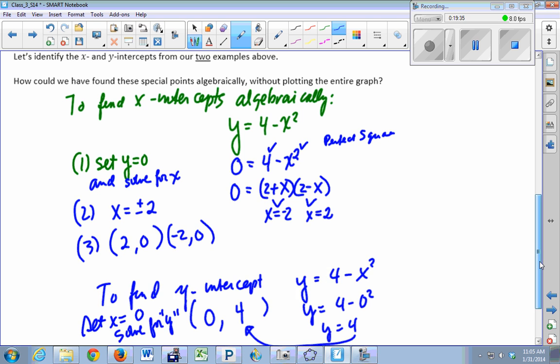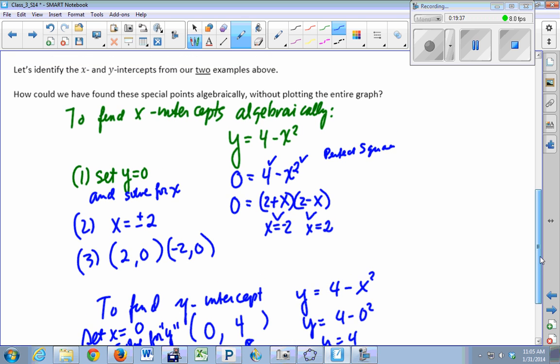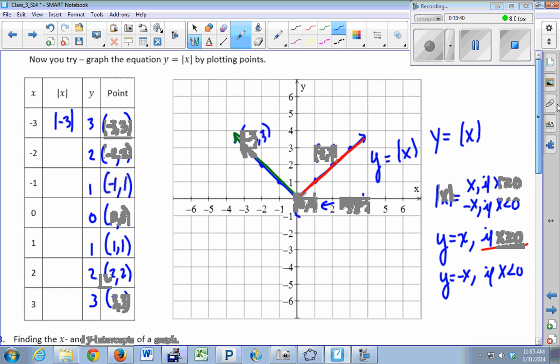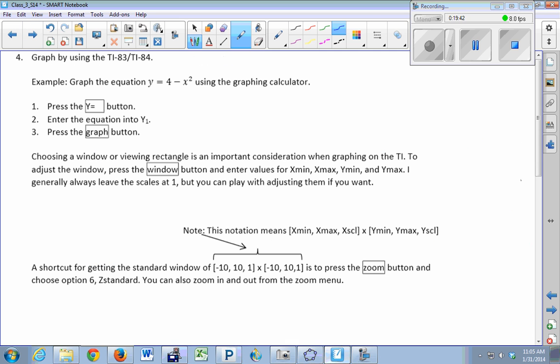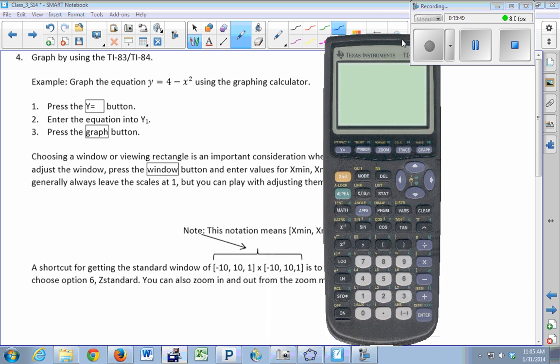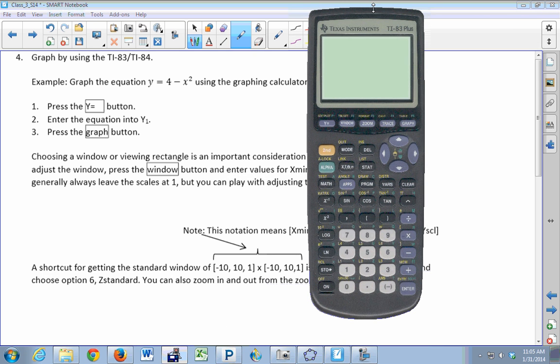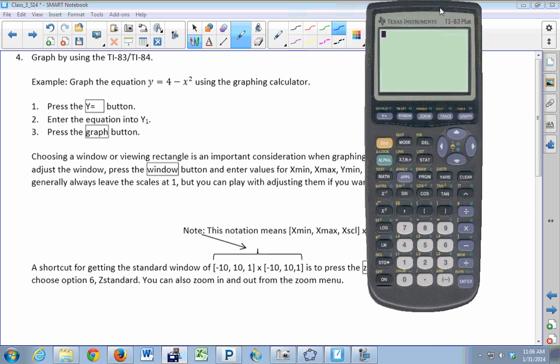Okie doke. So let's see how we do all of this on our graphing calculator. So pull out your graphing calculator. Okay, so the first thing is how to enter any equation into your graphing calculator. You're going to turn your calculator on and clear it out from anything, second quit. Just clear the whole thing out so it can be nice and fresh.